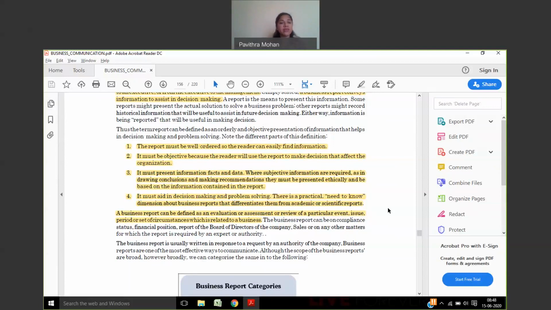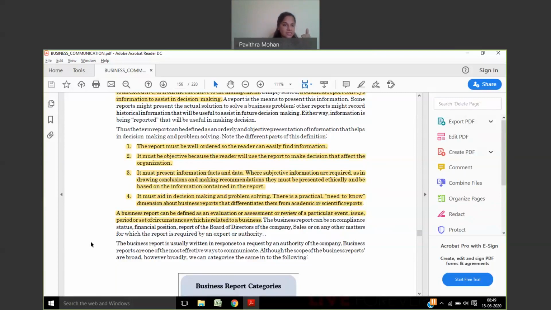I have to ensure the entire information that needs to be provided to the top level management is provided. Okay, a business report can be defined as an evaluation or assessment or review of a particular event, issue, periodic or set out circumstances which is related to business. So whatever business reports are being provided will be used for evaluation or assessment. Okay, it can relate to a particular event.